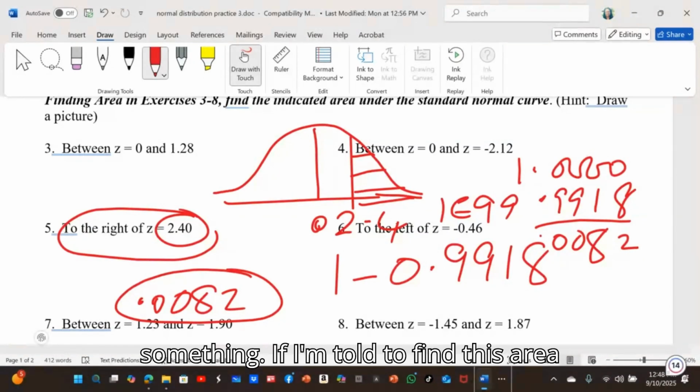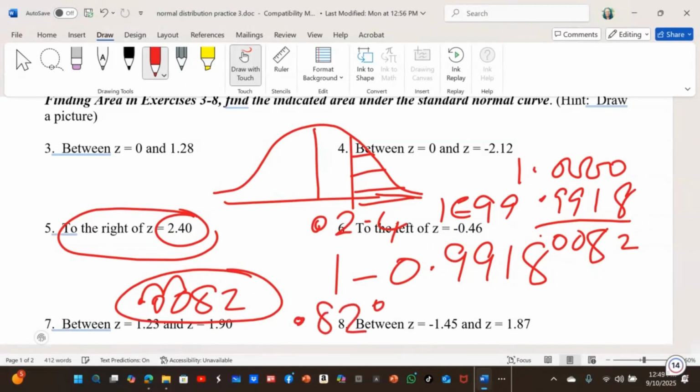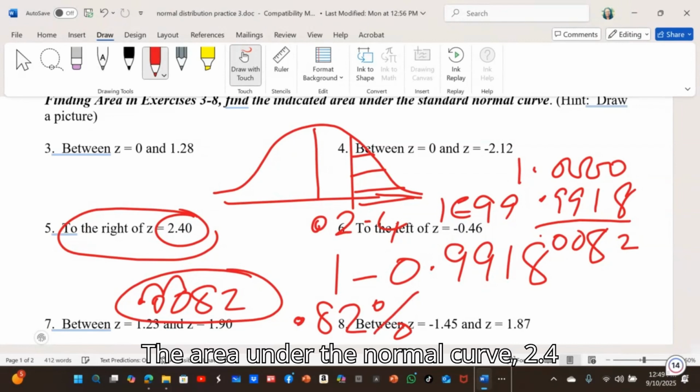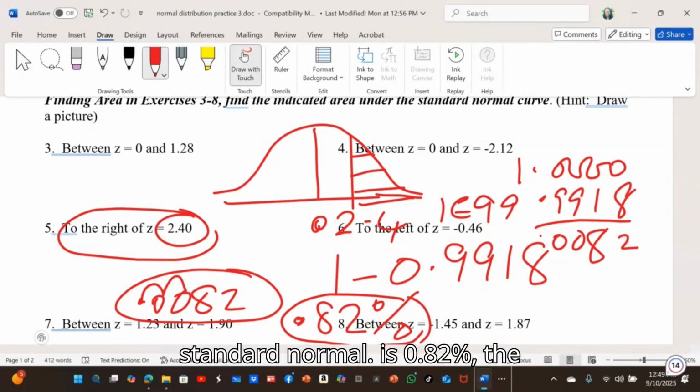If I'm told to find this area in percent, then I will move 1, 2 to the right. So the area is 0.82%. The area under the normal curve, 2.4 standard deviations above the mean, in a standard normal, is 0.82%, the same thing as it was in the calculator.